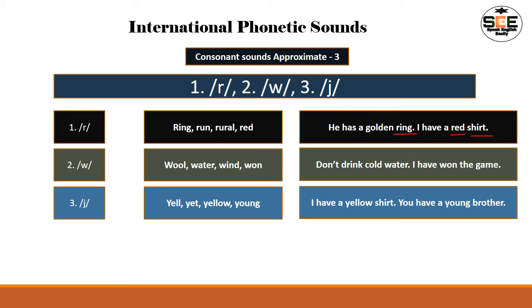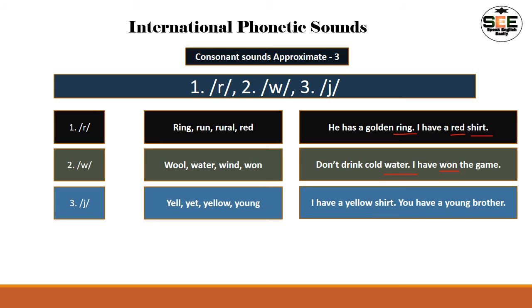So next one, if we see it in sentences, then it will be crystal clear to understand. Don't drink cold water, right. So here if we see this water, it is producing the w sound, normal w sound, water. And I have won the game. Here also this w sound is producing the w sound. I have won the game. So here we have understood this w sound.